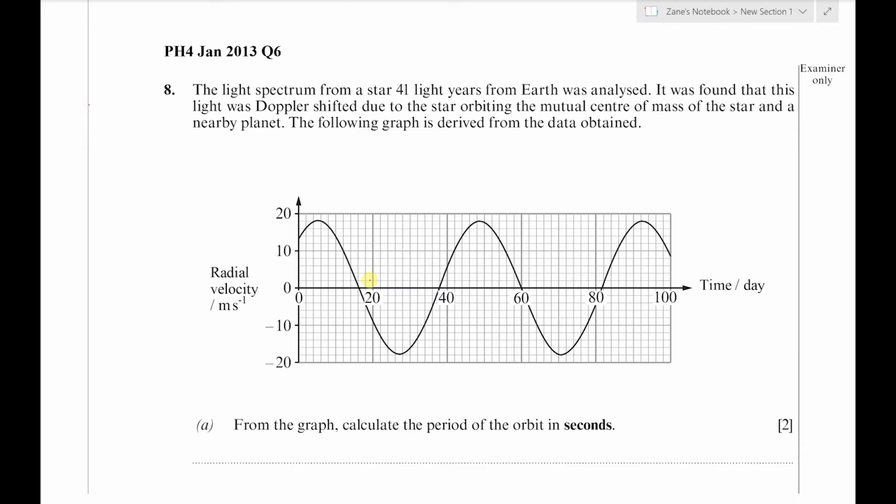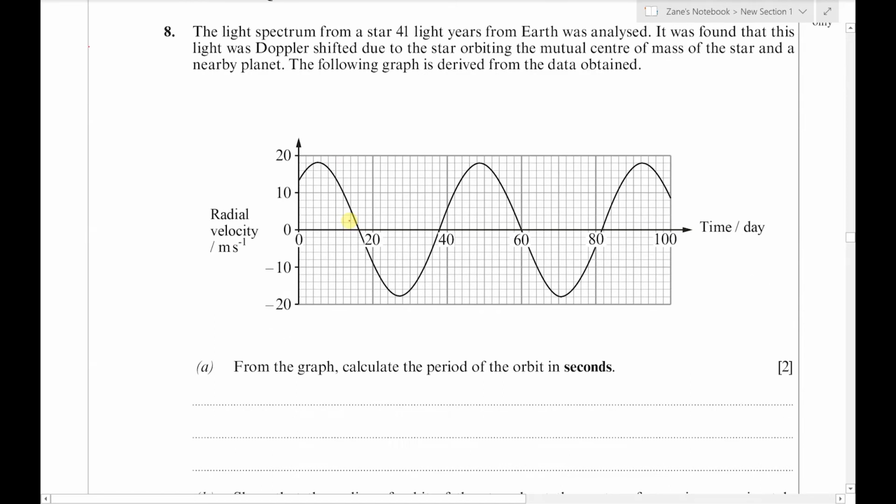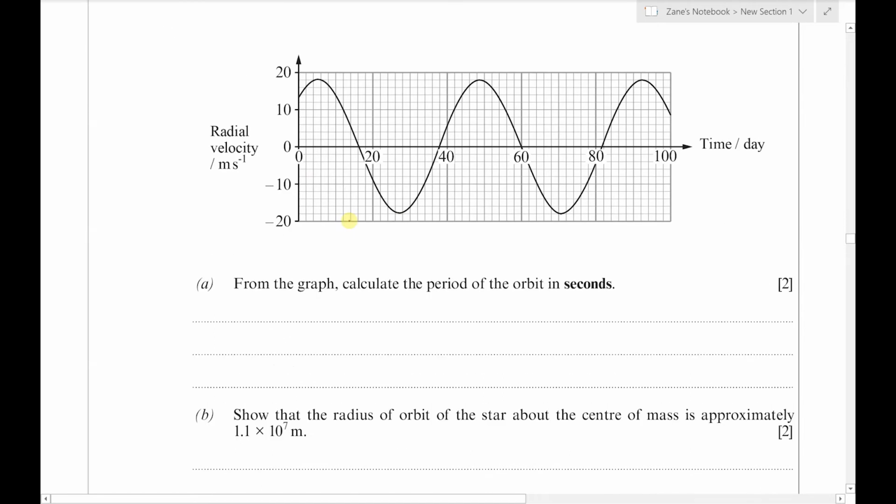So we've got a light spectrum from a star 41 light years from Earth, and it was found that the light was Doppler shifted due to the star orbiting the mutual centre of mass of the star and a nearby planet, and the following graph is derived from the data obtained. And from the graph we've got to first of all calculate the period of the orbit in seconds.